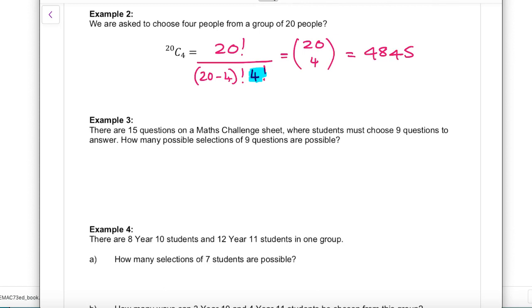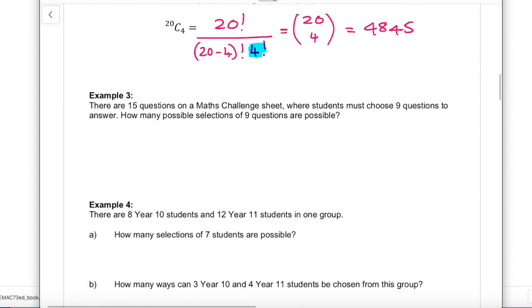Have a go with that on your calculator to make sure that you can understand where your button is and that you get the same solution. You could also compare that to doing 20 permutate 4 and just see how much smaller your number is, because you're only choosing those 4 and not arranging them.